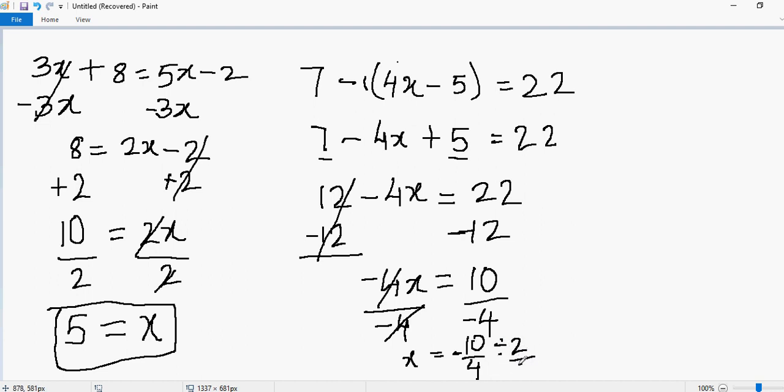So let's divide this by 2. So 10 divided by 2 will be 5, and 4 divided by 2 will be 2, and we still have the negative sign in front. So our value is x is equal to negative 5 over 2. This is our final answer.